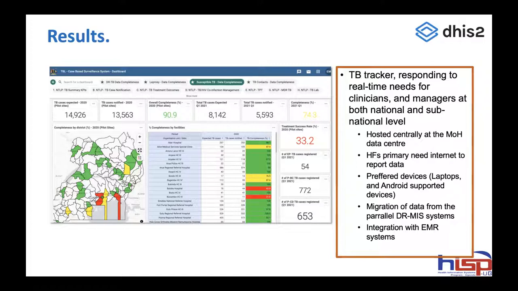Then a key point on this was that we originally had some few parallel systems that were being implemented in different places, including TB, the drug resistant TB in some regional referrals, and then also some community systems like 99 Dots and so many others that were being piloted. So we went ahead to do the migration of some of this data and also the integration of the TB tracker with, for example, a system called Uganda EMR that is implemented based on OpenMRS, and whose primary role earlier on was for HIV and also HIV TB. So the patients that come in, whose entry point is HIV, are now able to seamlessly flow to the TB tracker using that integration.